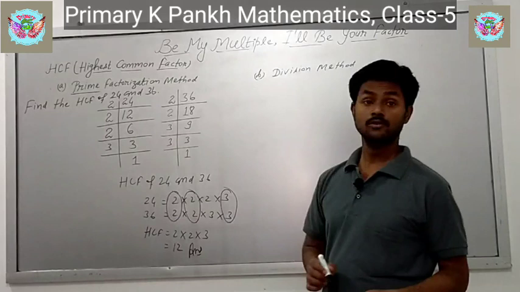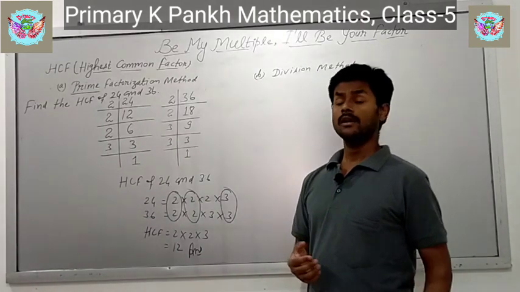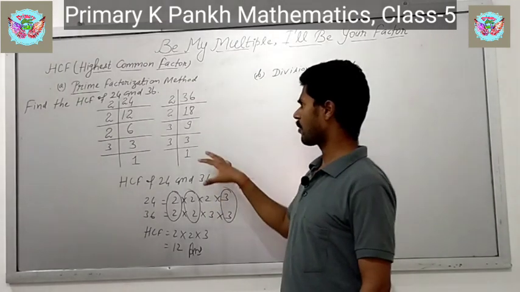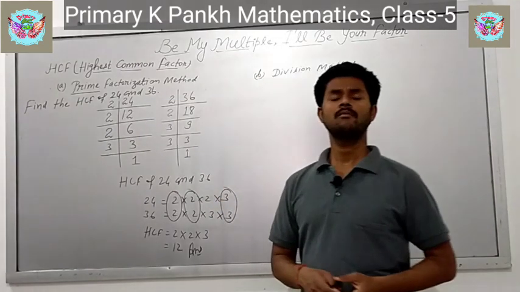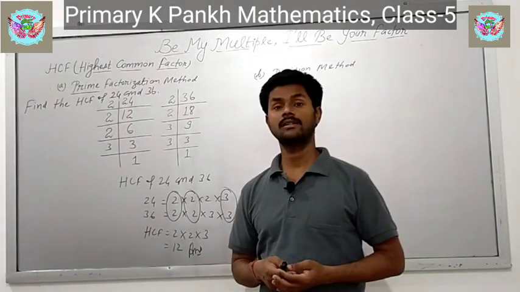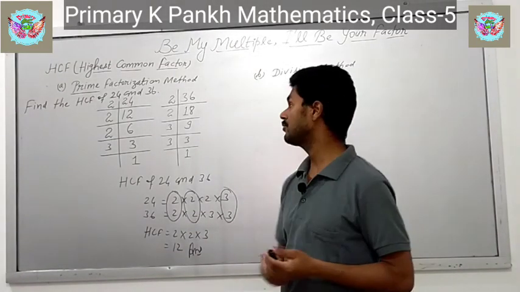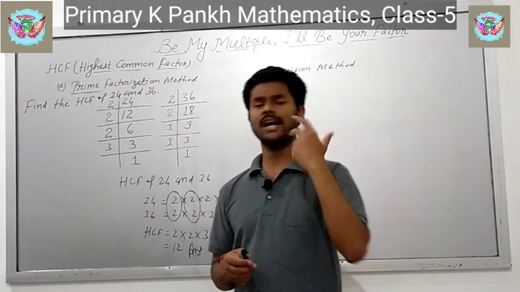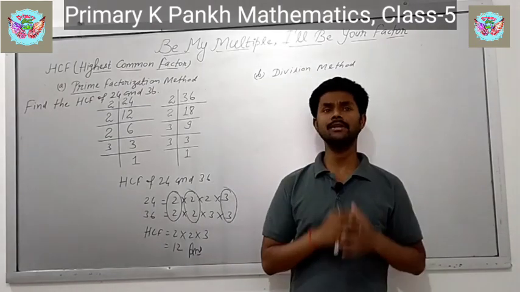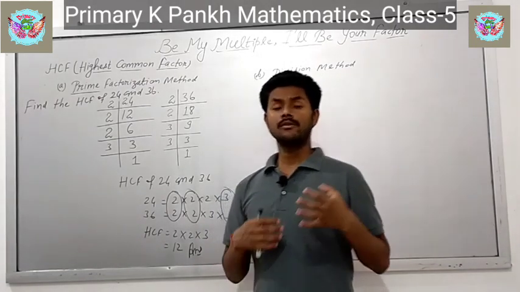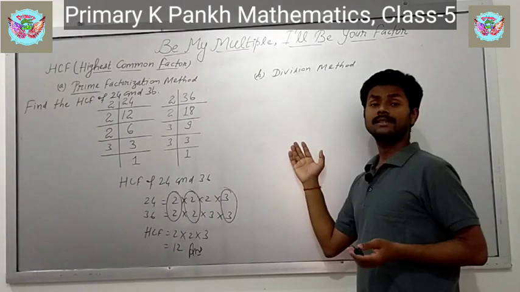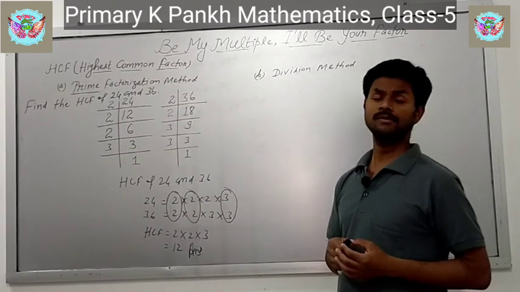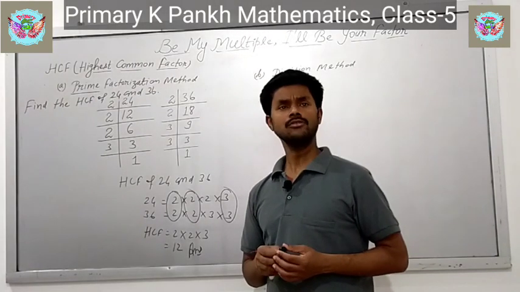But there is one more question here. Suppose you have a larger number, then this process will not be suitable for finding the HCF of large numbers, because when you try to find the prime factorization of a larger number, it will take much time. So for saving your time, you can use another method known as the division method. So how will we find HCF by the use of the division method? Now we are going to learn about this.